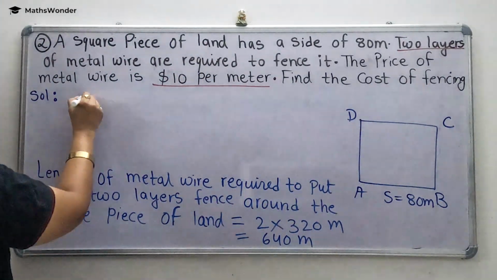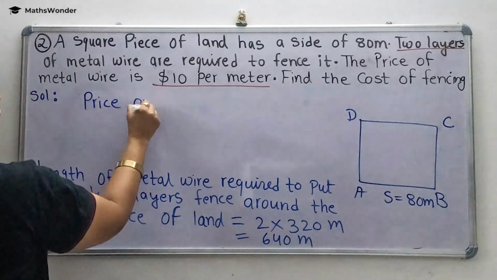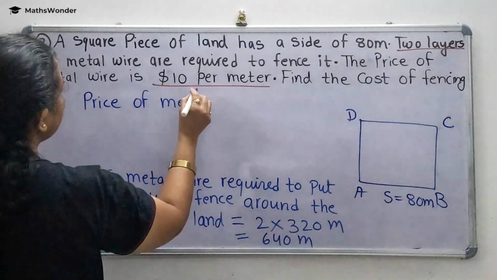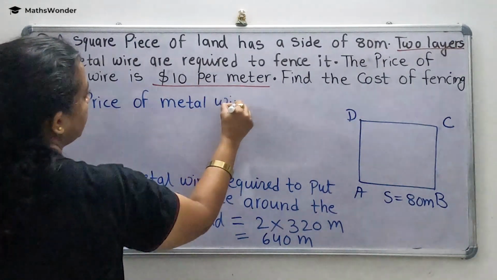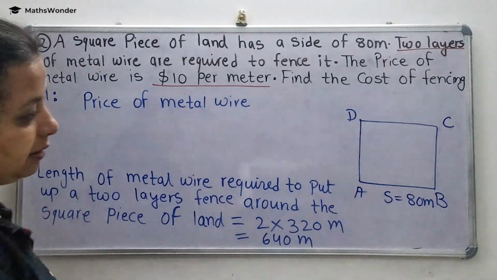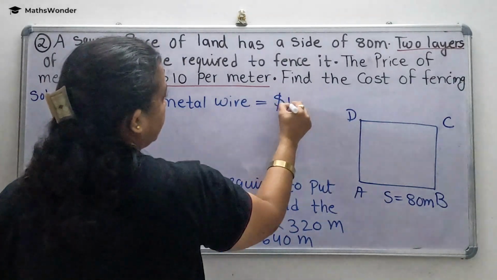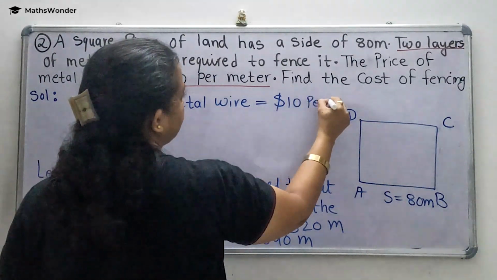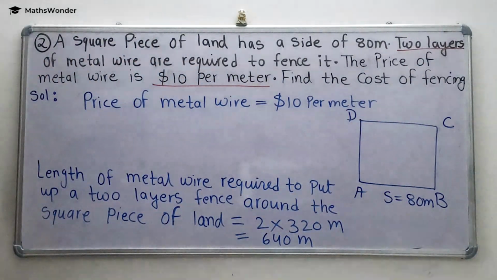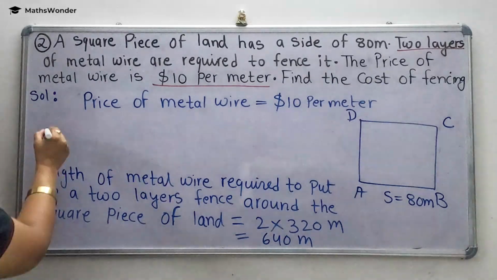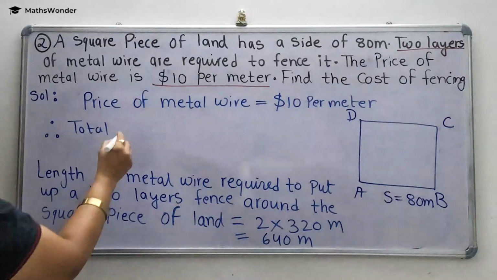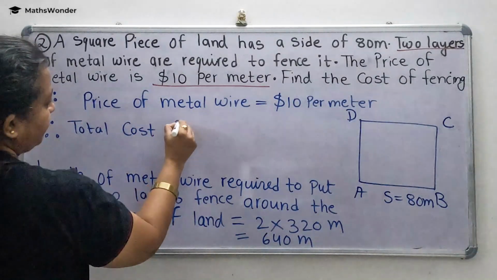So the price of the metal wire is $10 per meter. $10 per meter is the cost, the price of the wire. So you have to find the total cost of fencing.